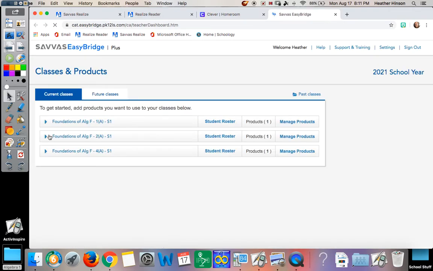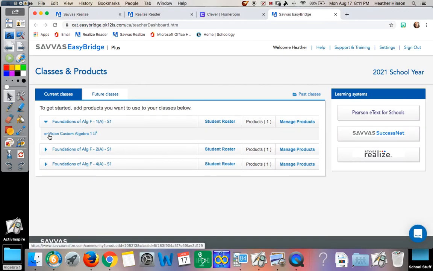Once you get into there, it's going to ask you to sign on. You're going to sign on using your lunch number, again, for your username and your password. And then it's going to show you your courses. You're only going to have one course here. I have 3 because I have 3 blocks. But you're going to click on your book.